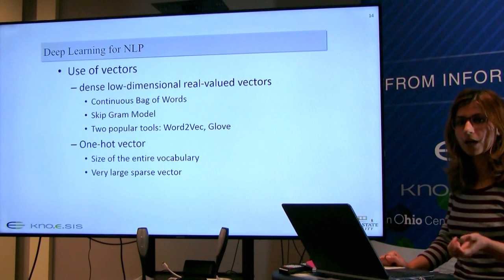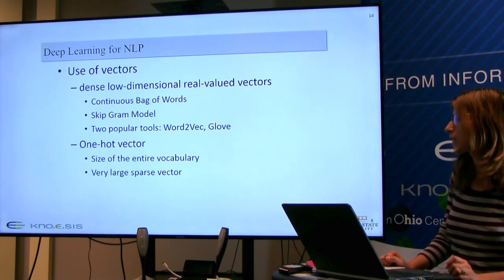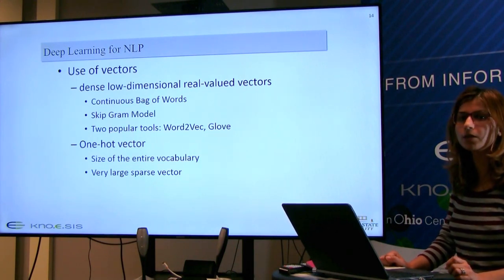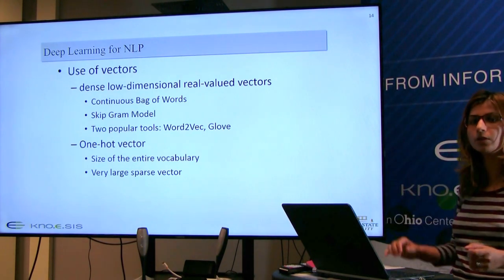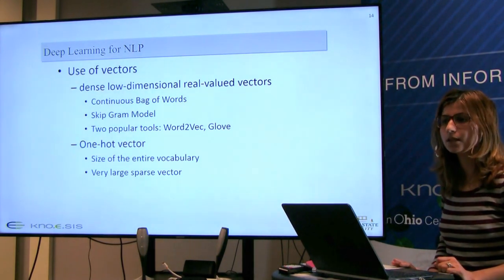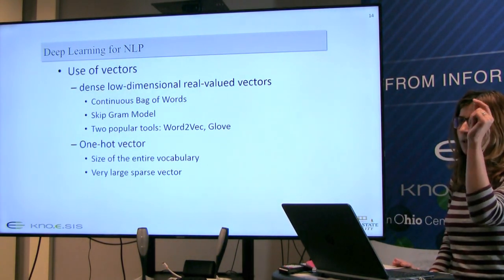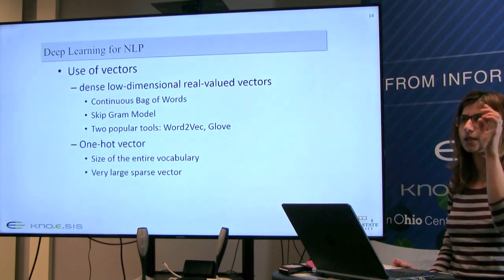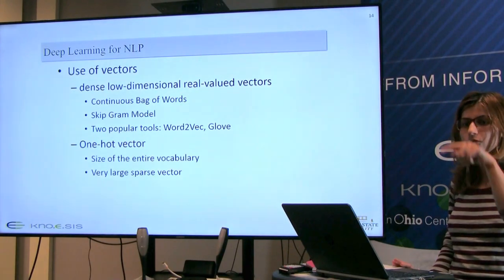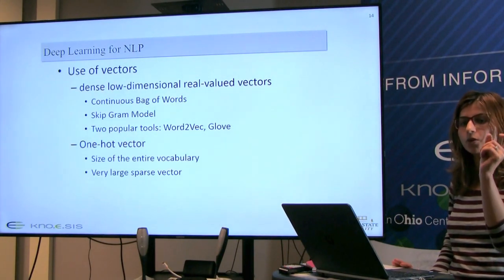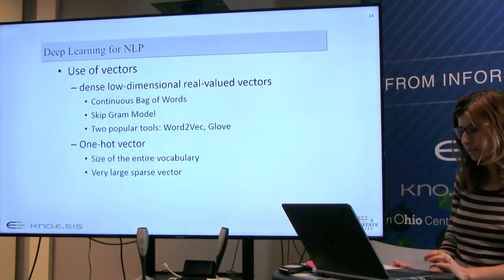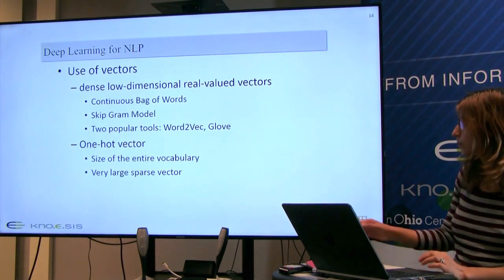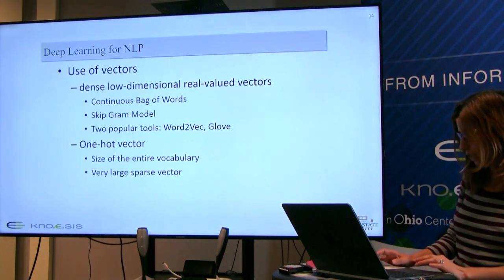Another approach that we can take is using a one hot vector. One hot vector is the size of the vocabulary, and each place in that vector would be mapped to one word in the vocabulary, and so the size can be very large and sparse.